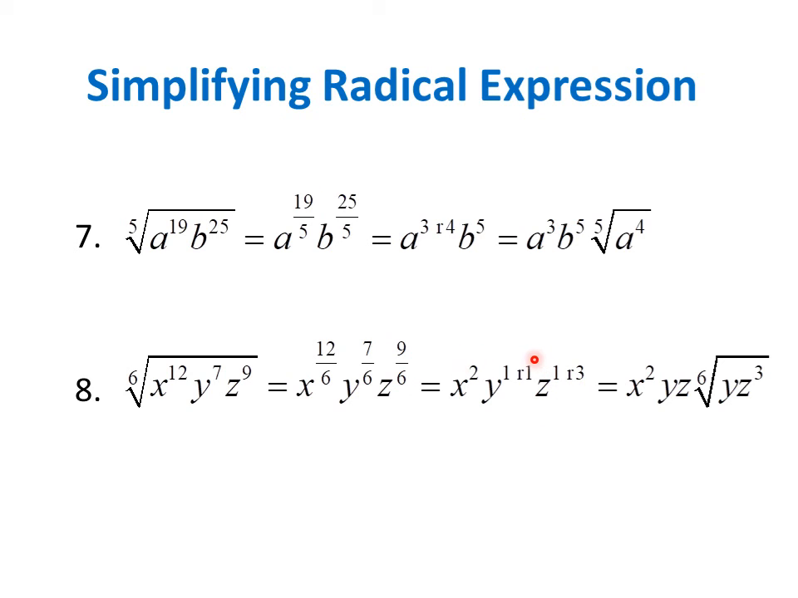So outside the radical symbol, we have x squared, so copy that, times y to the 1, or simply y, times z to the 1, or simply z. Now, since there are remainders for y and z, we have to multiply this expression by the sixth root because we are getting the sixth root. The sixth root of y, since there is a remainder of 1 for y, the sixth root of y times, since there is a remainder of 3 for z, times z to the 3. So we have the sixth root of y, z to the 3.